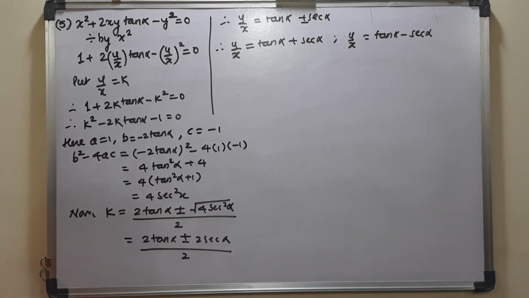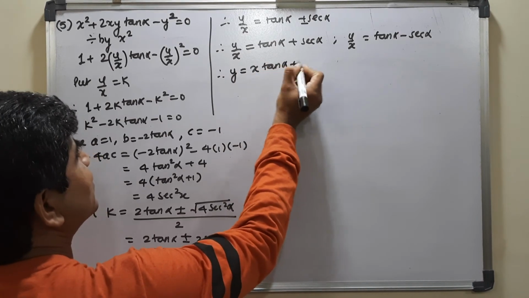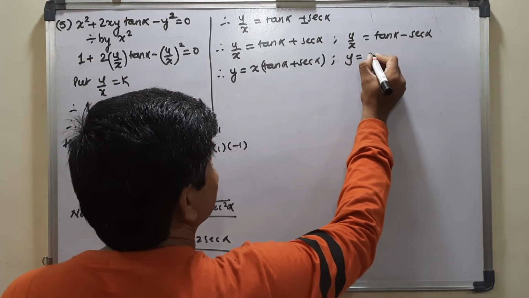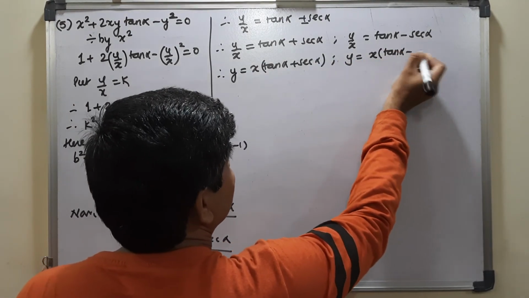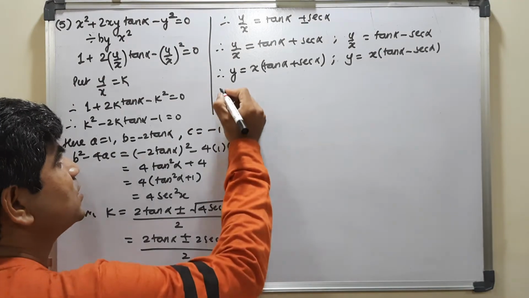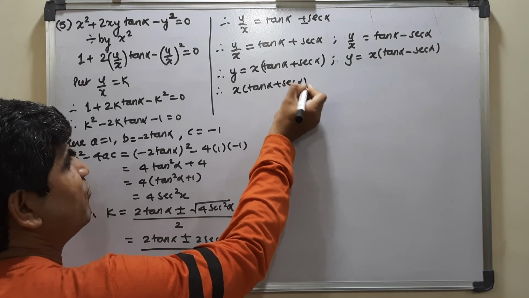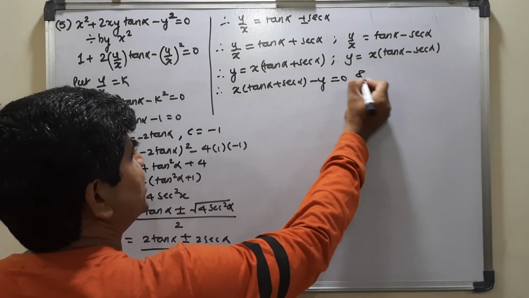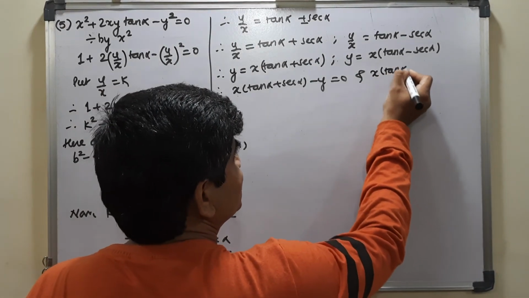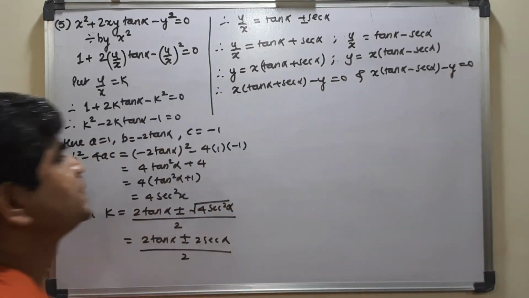Agreed? So I get y is equal to x into tan alpha plus sec alpha, and y is equal to x into tan alpha minus sec alpha, right? So therefore you get the separate equations as x into tan alpha plus sec alpha minus y is equal to 0, and x into tan alpha minus sec alpha minus y is equal to 0.